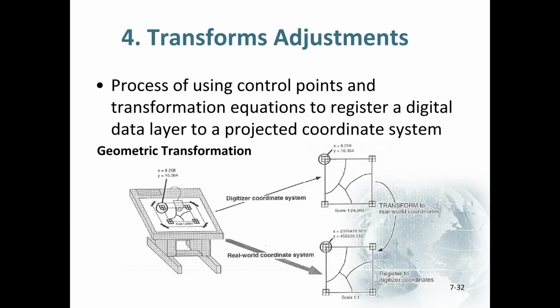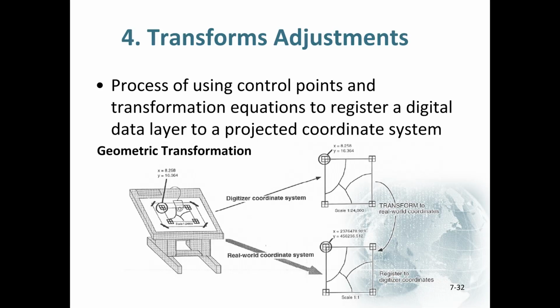So once we collect all those features, then we will transform it. When we transform it, adjustments have to be done. Let's look at this geometric transformation: the digitizer coordinate system has to be transformed to the real world coordinate system.